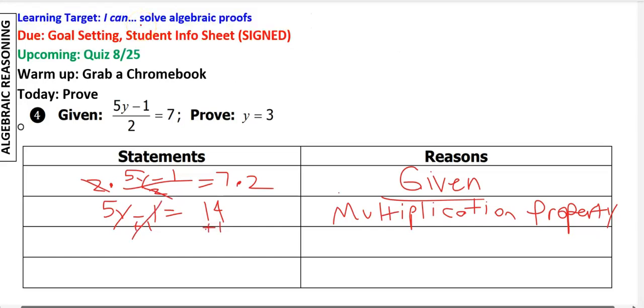All right, the minus 1 and plus 1 cancel out. It gives me 5y. 14 plus 1 is 15. What did I just write on both sides? 14 plus 1 is 15. Since I added on both sides, that is addition property of equality. We'll just put property.